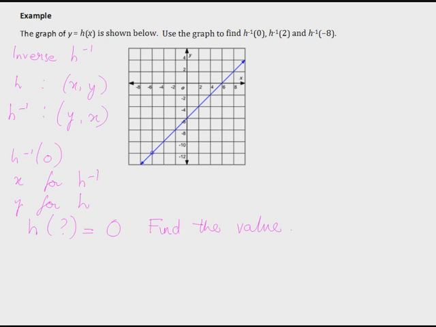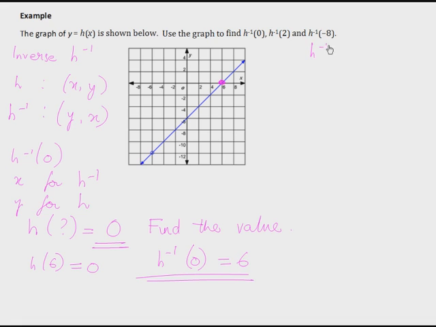So we need to find the x coordinate of a point whose y coordinate is 0. So the y coordinate is 0. That means the point is on the x-axis. So I go to the x-axis and this is the point whose y coordinate is 0. What's its x coordinate? 6. So since h of 6 is 0, therefore h inverse 0 is equal to 6.